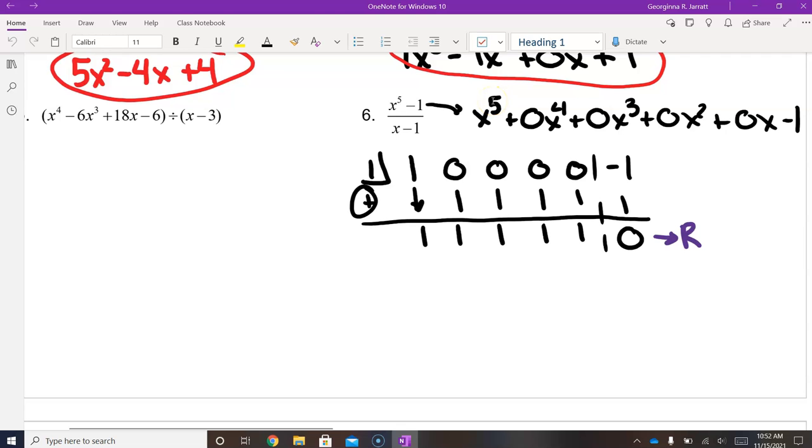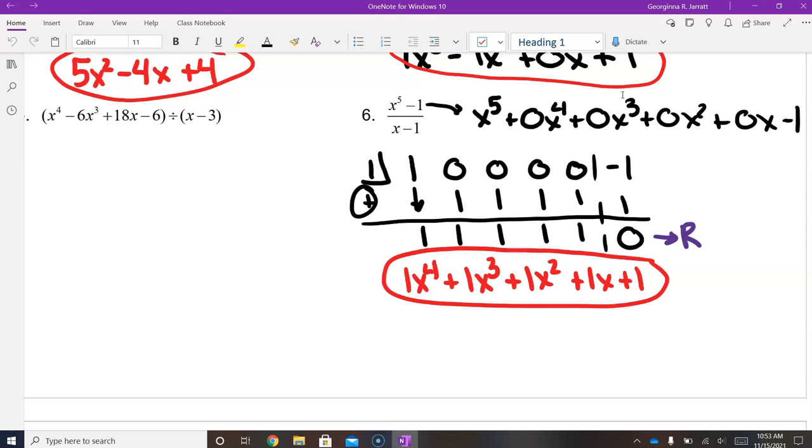Make sure you drop it a degree. Please don't forget, we started with a 5, so our answer is going to be a 4. So it's going to be 1x to the 4th. And then just keep going down the line. 1x cubed plus 1x squared plus 1x plus 1 with a remainder of 0.